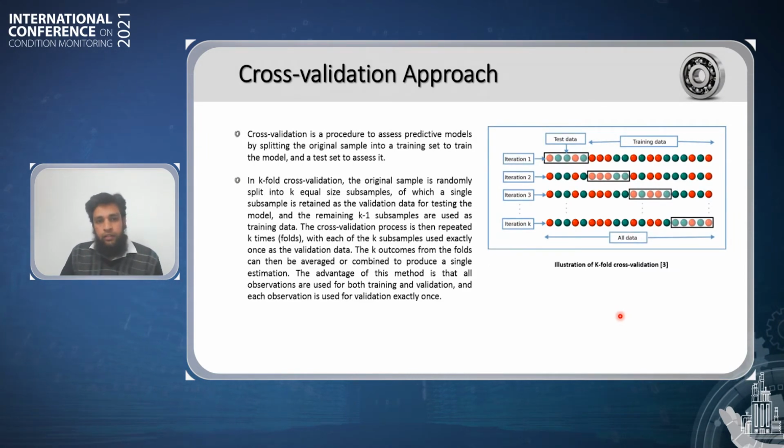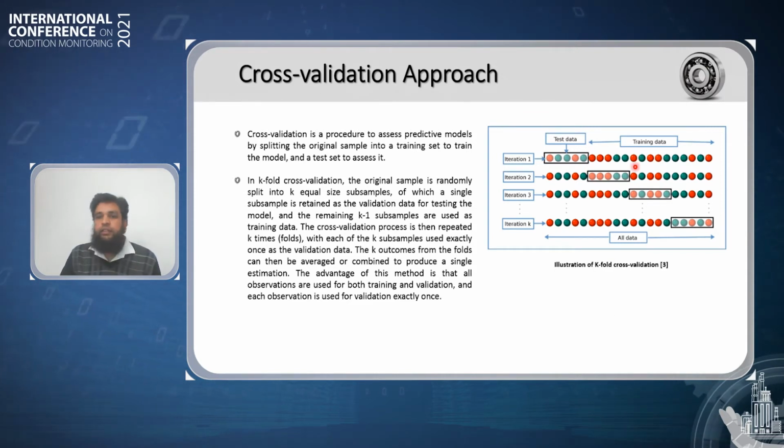Cross-validation is a method for assessment of prediction models by splitting the input data into a training set and a test set. In k-fold cross-validation, the original sample is randomly split into k equal size subsamples, where k is an integer equal to or greater than 2. From these subsamples, a single subsample is retained as the validation data for testing the model, and the remaining k-1 subsamples are used as training data.